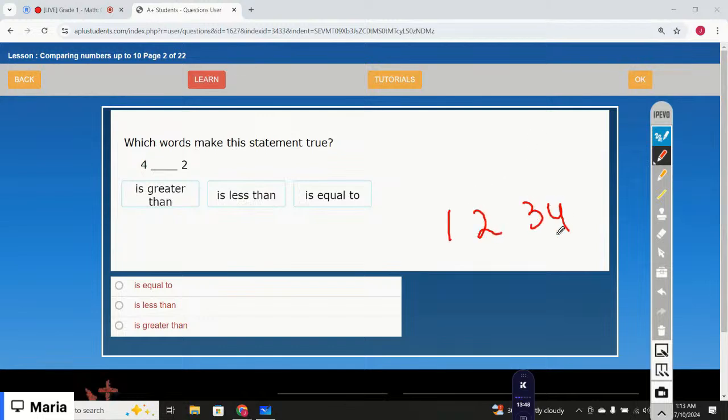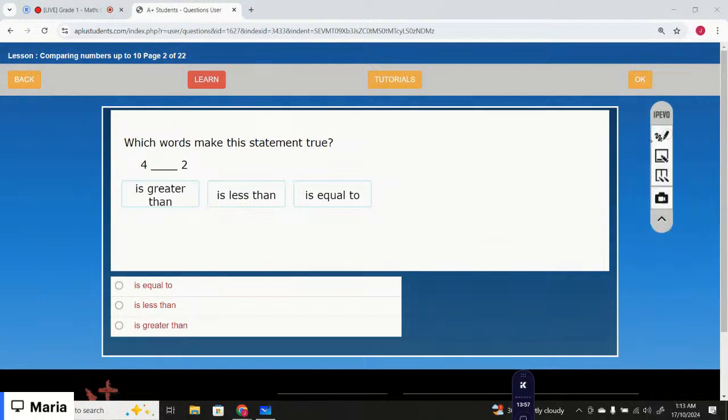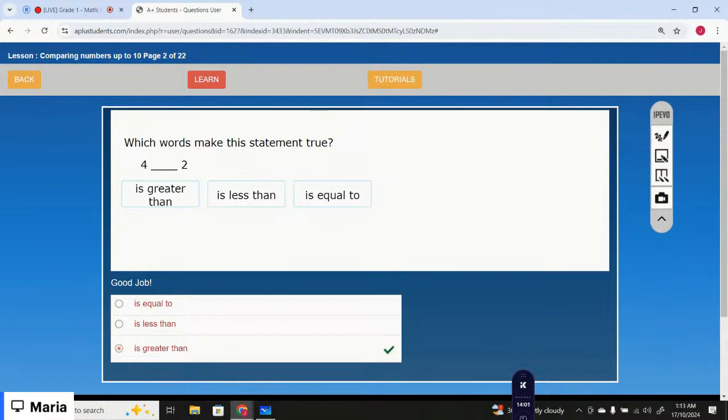When counting, we count like this: 1, 2, 3, 4. You can see 4 is after 2. So 4 is greater than 2. The correct option is greater. 4 is greater than 2.